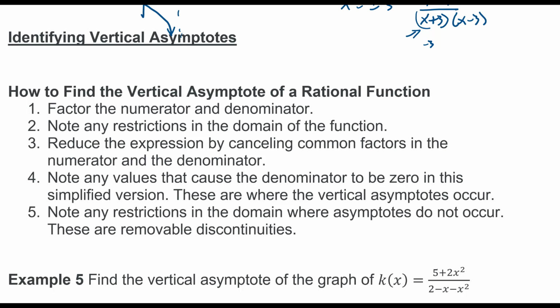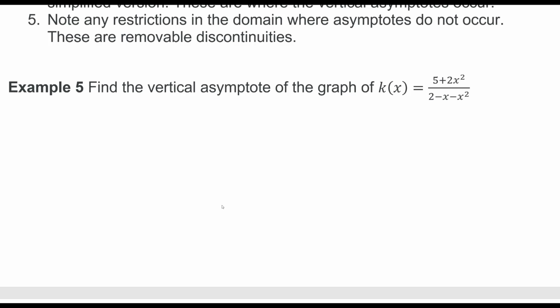So as we talked about in the last problem, the x plus 3's would divide out, so that would not create a vertical asymptote. But the x minus 3 would, as we saw in the little drawing I did. So, okay, these are the vertical asymptotes where they occur. Note any restrictions in the domain where asymptotes do not occur. These are removable discontinuities.